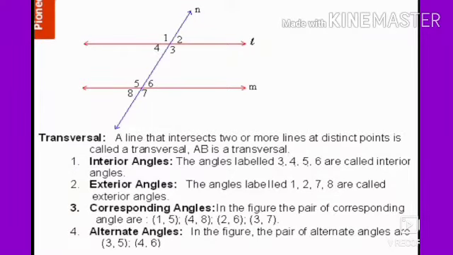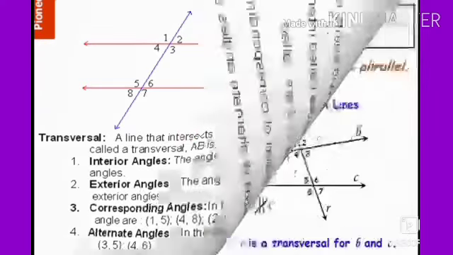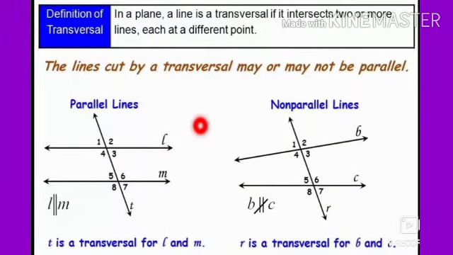And here transversal, a line that intersects two or more lines at distinct points is called a transversal. Here AB is a transversal, N is a transversal. Here the lines cut by a transversal may or may not be parallel. Here the transversal T is a transversal for the parallel lines L and M, and here R is a transversal for non-parallel lines B and C.